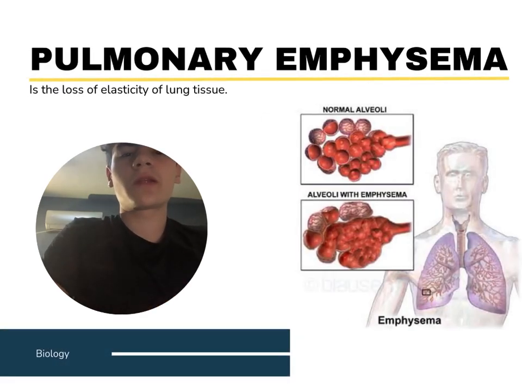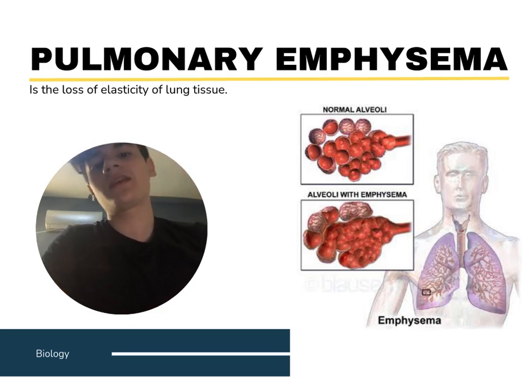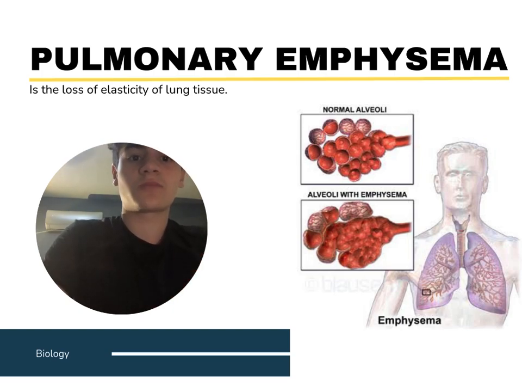One of the pulmonary diseases is emphysema. It's a loss of elasticity of lung tissue. The lungs become more stiff and stop expanding, resulting in shortness of breath. It also causes the alveoli to rupture. The oxygen exchange is poor and the excess of carbon dioxide is not removed.